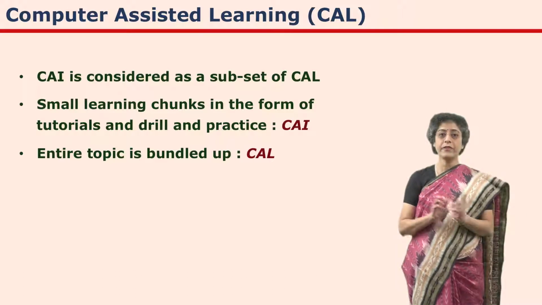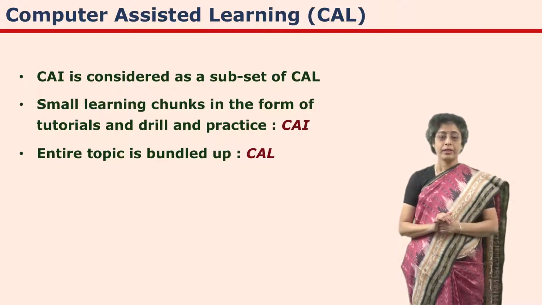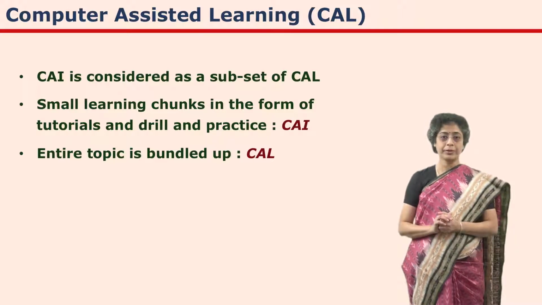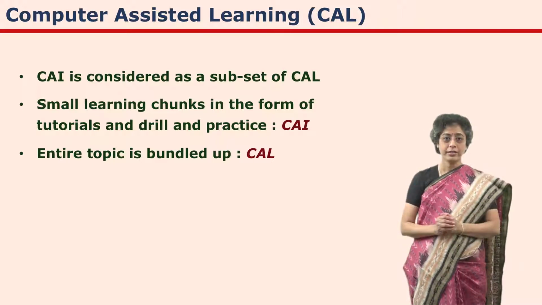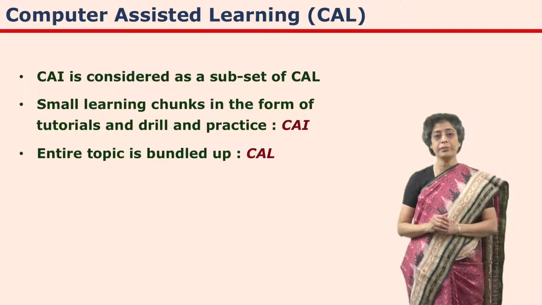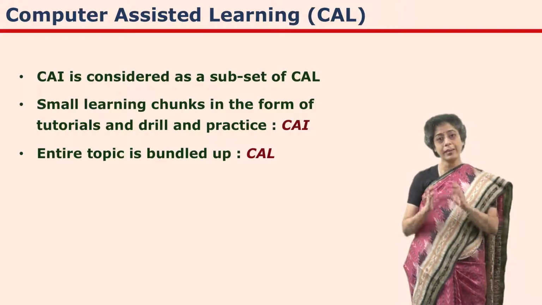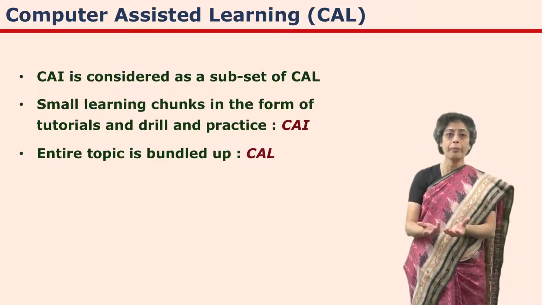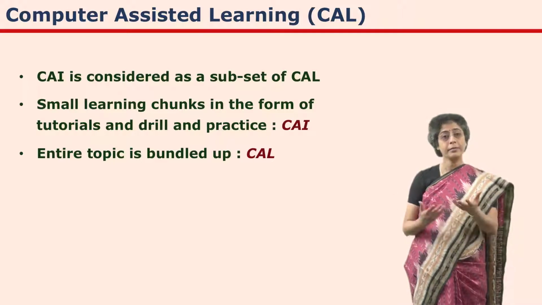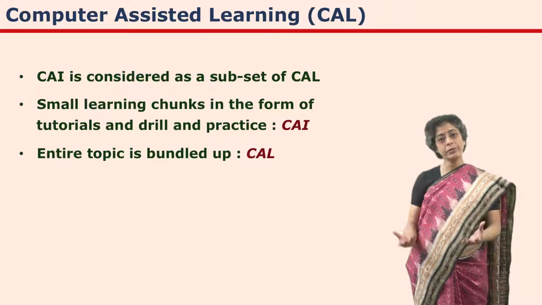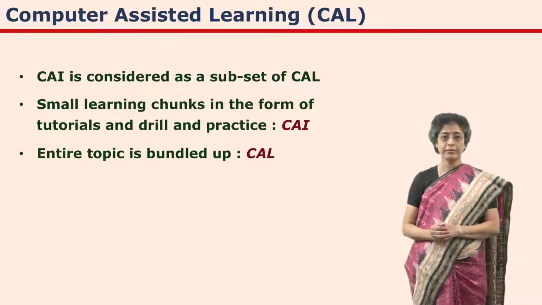But some experts differentiate between these two terms. CAI is considered as subset of CAL by many experts. They say that when there are small learning chunks which are in the form of tutorial or drill and practice, we use the term CAI. When there are many CAI packages and the entire topic is bundled up, there are simulations also included, then we use the term CAL, that is computer assisted learning. The entire learning process is managed by computer.